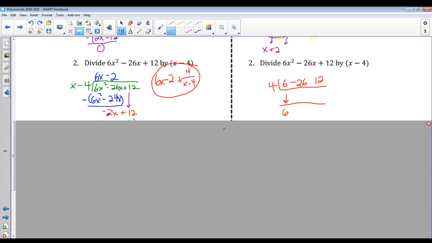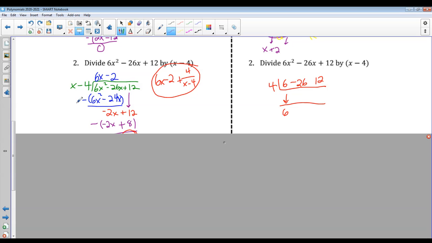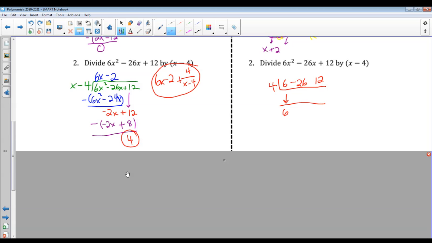And then x goes into negative 2x negative 2 times. So we do it again. We multiply x times negative 2, negative 4 times negative 2. We subtract, and that's how we get our remainder of 4. So this x minus 4 does not go in evenly to 6x squared minus 26x plus 12. We have our quotient, which is right here. We have our remainder, we have our divisor. Quotient plus remainder over divisor. So that does not go in evenly. We'll talk about that a lot next class.